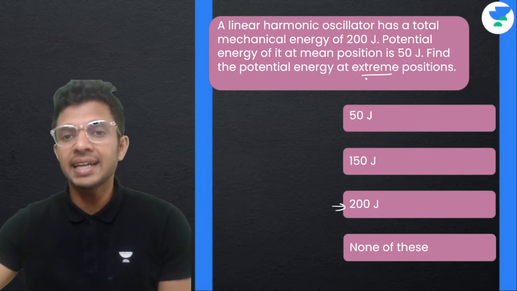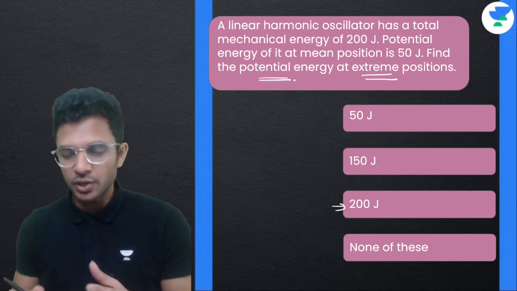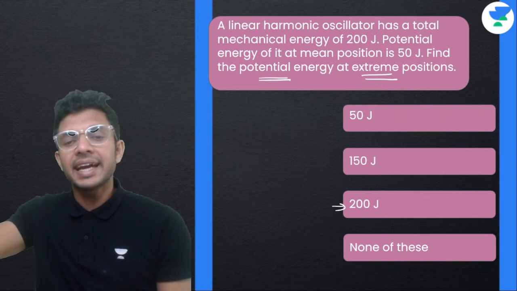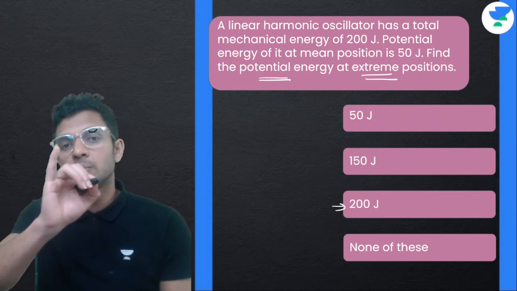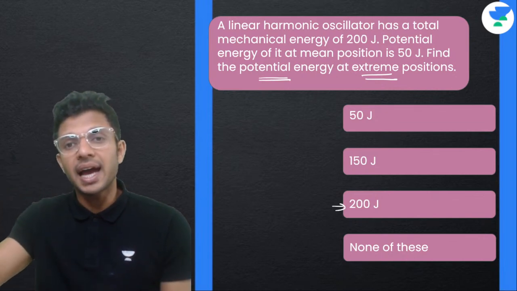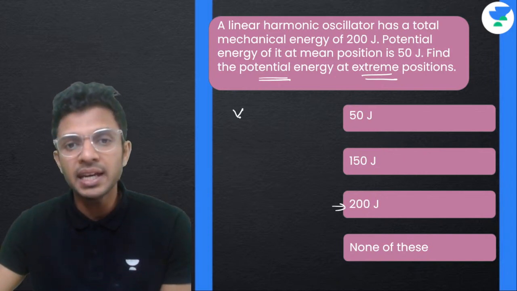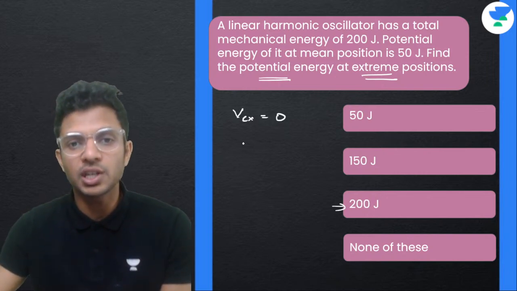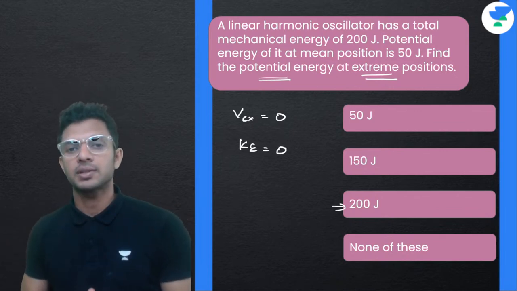Question is, at the extreme position pe potential energy kya hai? We all know, when the particle is at the extreme position, right extreme ya left extreme, it will keep on moving from the mean position towards the extreme position. The particle stops and changes the direction of velocity. Matlab, the speed at the extreme position to zero ho jayega. Matlab, kinetic energy will be zero at the extreme position.